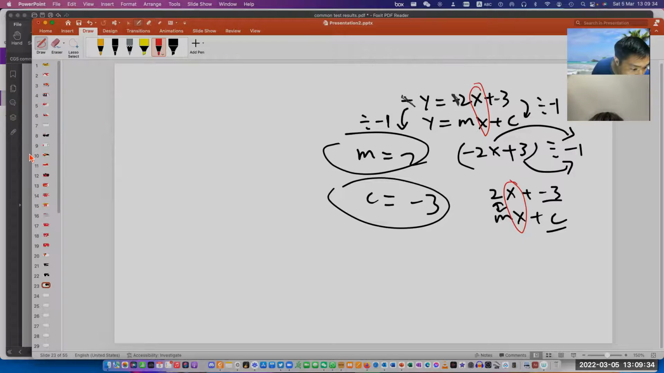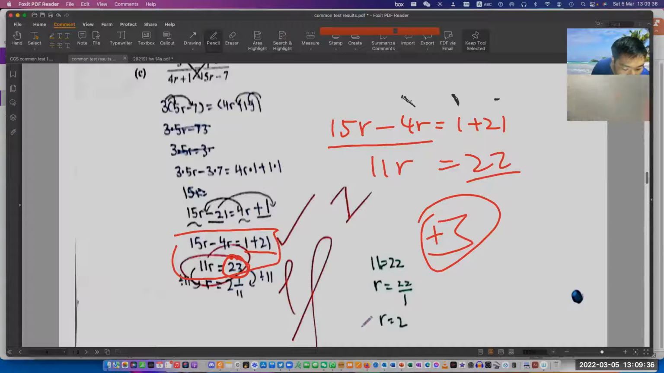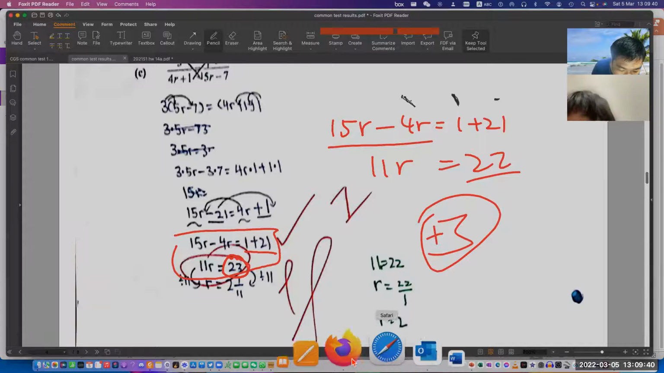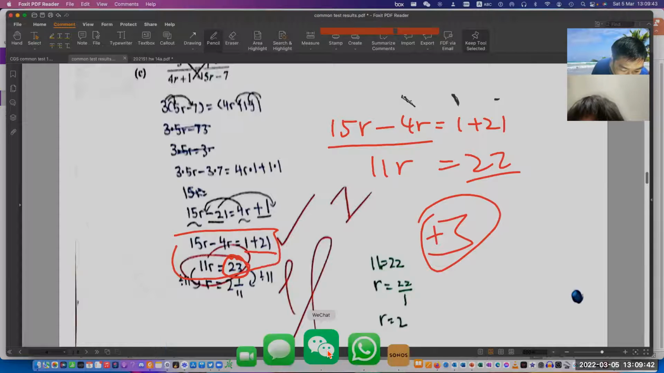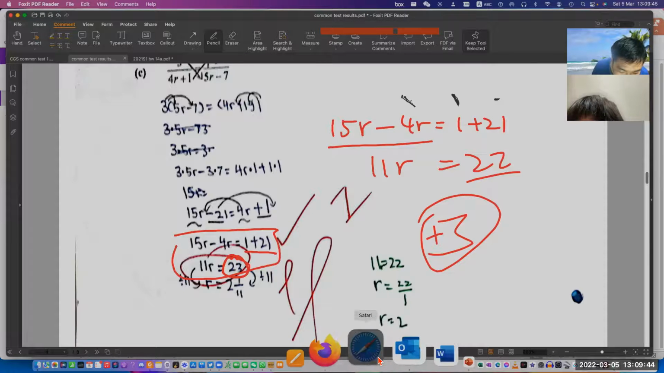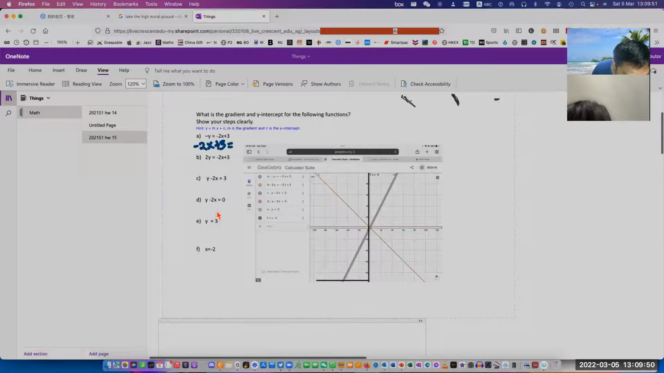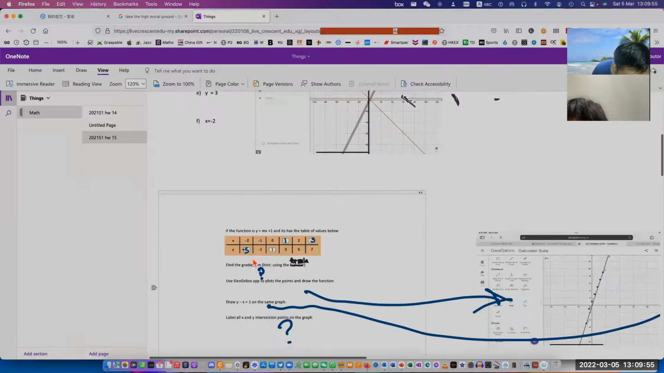For the rest of the questions, they are just similar, so I'm not going to go through B, C, D, E, F. You just have to convert. Let's look at your work instead.